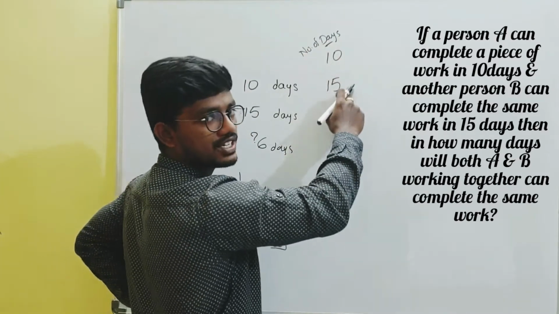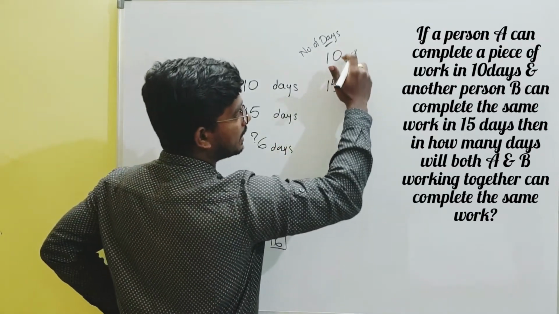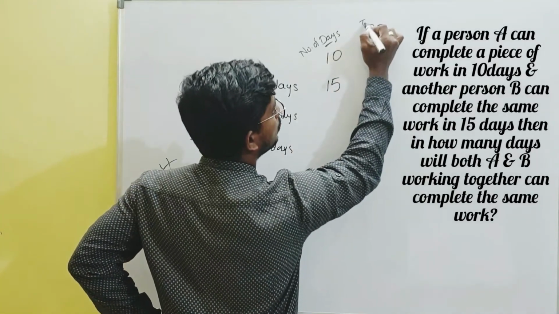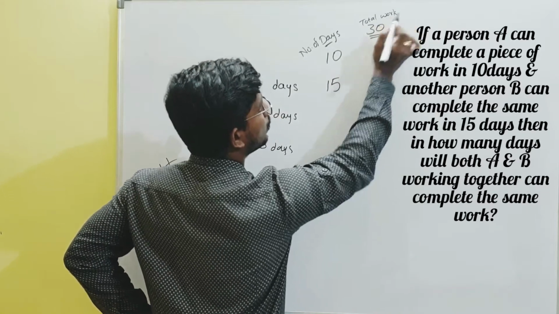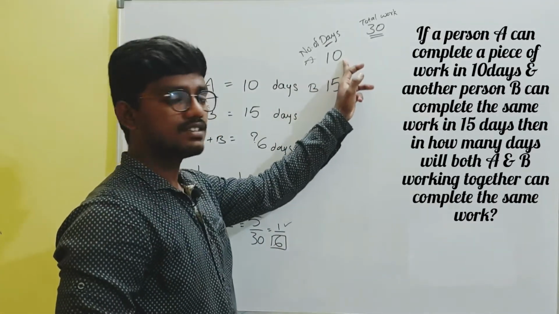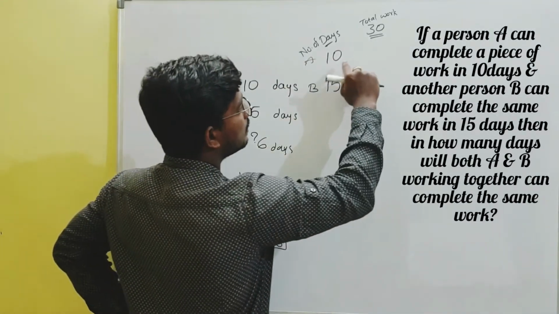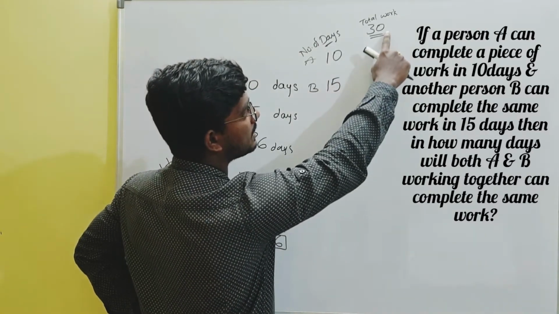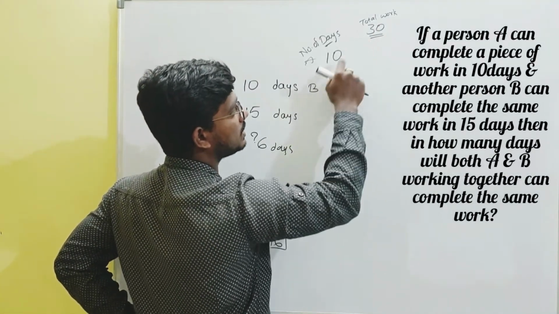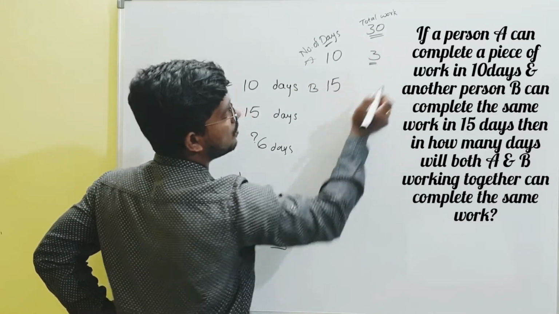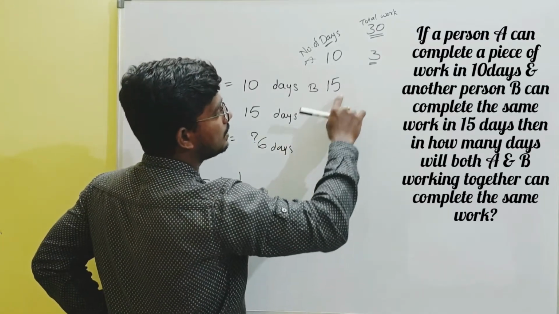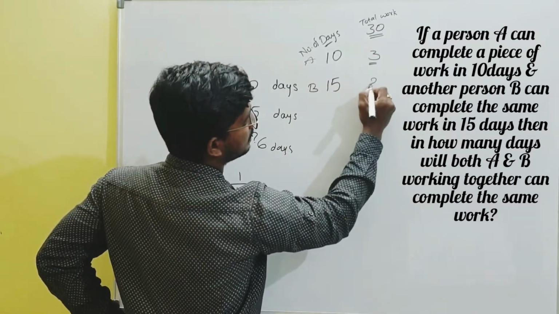Now I will calculate the individual efficiencies of the persons. Here the LCM is 30, so 30 will become the entire work. This is the total work. This is person A and this is person B. To know the efficiency of person A, I will divide the total work by the number of days. Here the total work is 30 and the number of days taken by A is 10. So to obtain the efficiency, I have to divide 30 by 10. So I get 3 as the efficiency of A. In one day A can complete 3 parts of work. In the same way the efficiency of B is 30 by 15, which is nothing but 2.